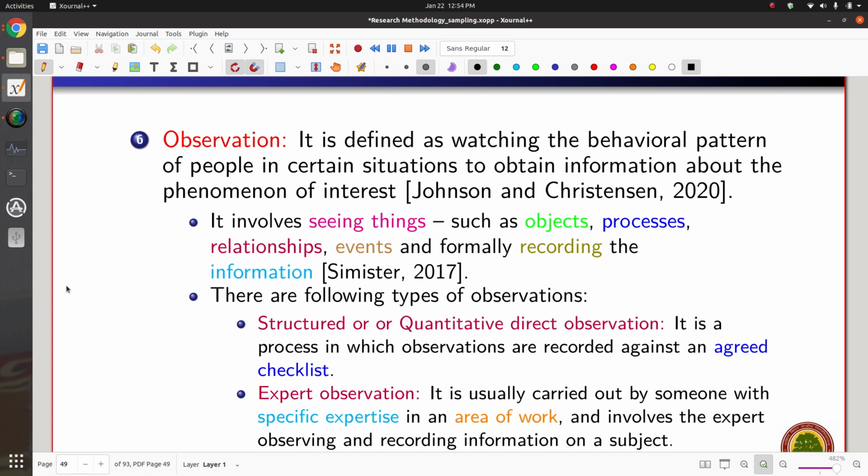And why is it called structured? Because you have created a checklist already in advance कि आपको क्या क्या चीज़ें ऑब्जर्व करना है. आपको उनके टीचर के टोन ऑब्जर्व करना है, उनके फेशियल एक्सप्रेशन ऑब्जर्व करना है, या उनके बॉडी मूवमेंट को ऑब्जर्व करना है ना. So जो भी ऑब्जर्वेशन आपको करने हैं, you just make a checklist of them and then उन्हीं पॉइंट्स के अकॉर्डिंग आप पर्सन को ऑब्जर्व करते हैं. Okay, this is called structured or call it quantitative direct observation.